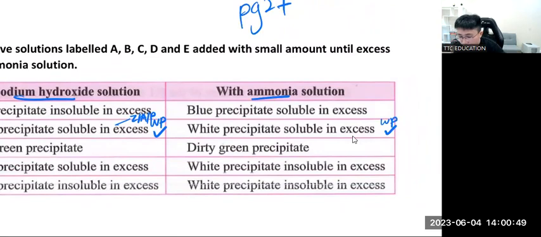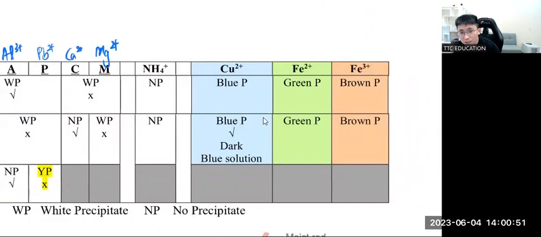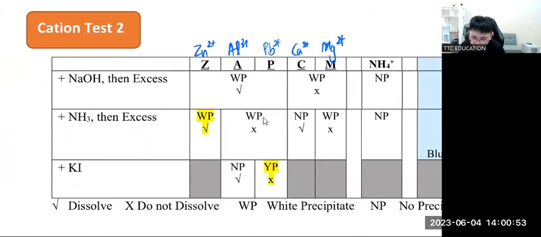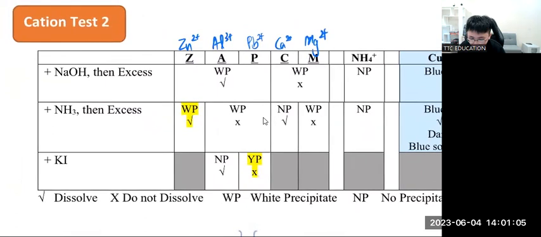So go to the ammonia test. Yeah, let me go back to the notes. Ammonia test. This one, ammonia test. The whole row of ammonia test. Do you see WP with a tick? Correct. And WP and a tick belongs to which ion? Belongs underneath of Zn2+. Correct. Because this WP with a tick is the box under the Zn2+.